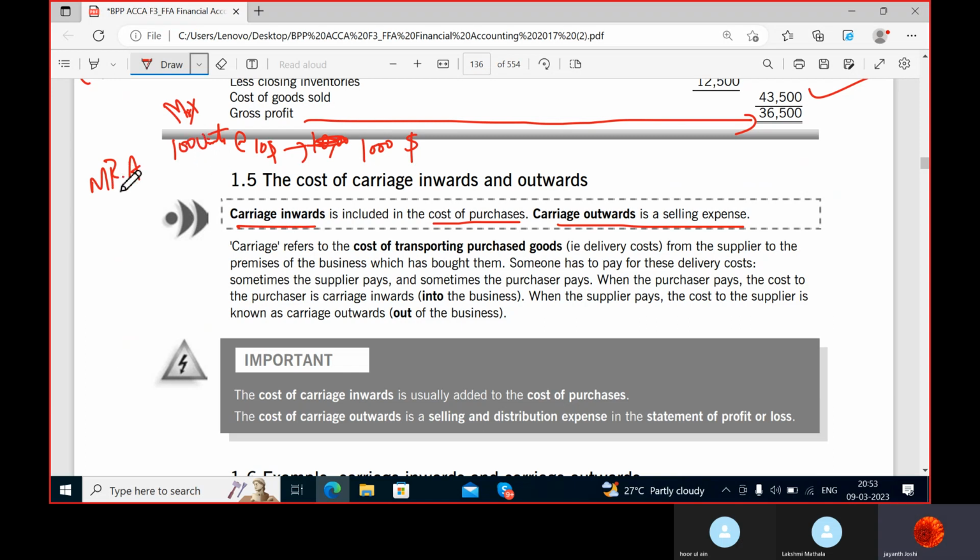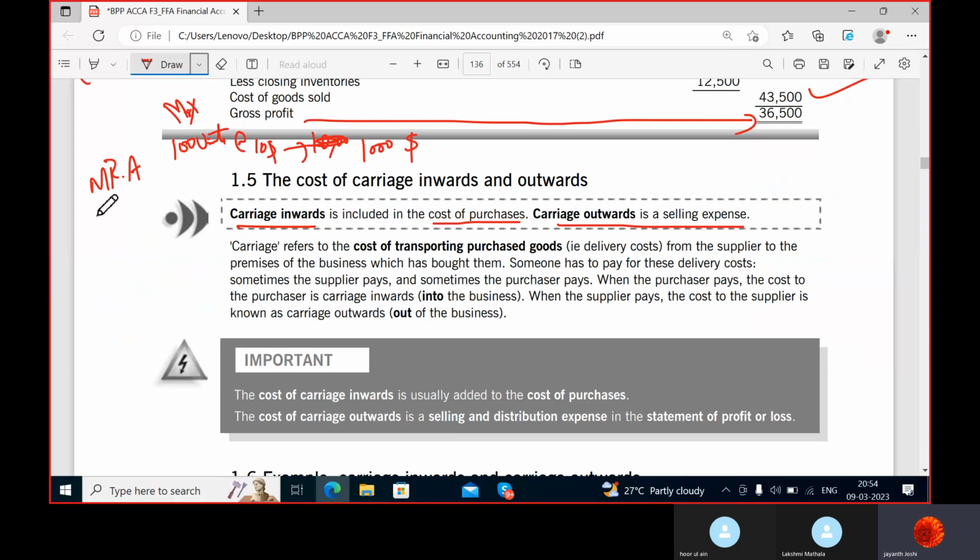The number of units which Mr. A is purchasing from the wholesaler Mr. X is 100, and Mr. X is quoting $10 to Mr. A for those 100 units, and $1,000 is the purchase price. But do you think this is the entire cost of the inventory? No, there are some more costs to be added to this purchase price.